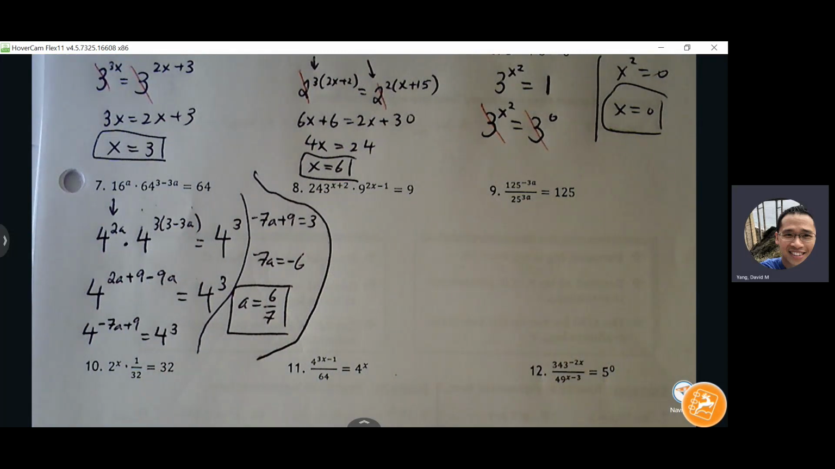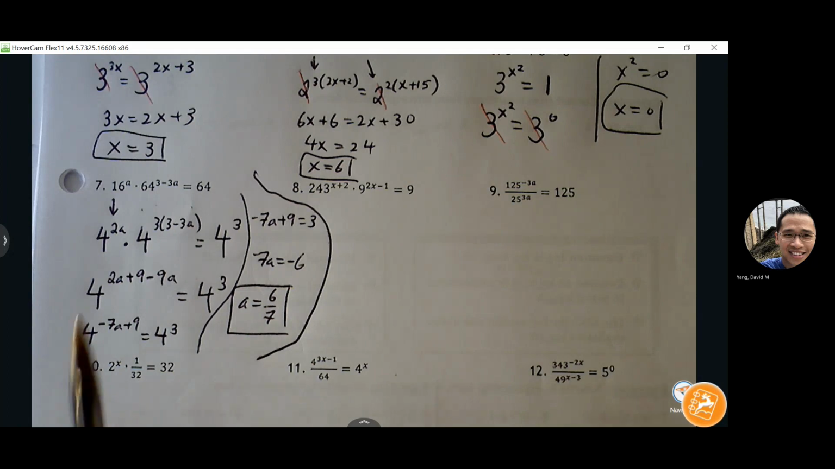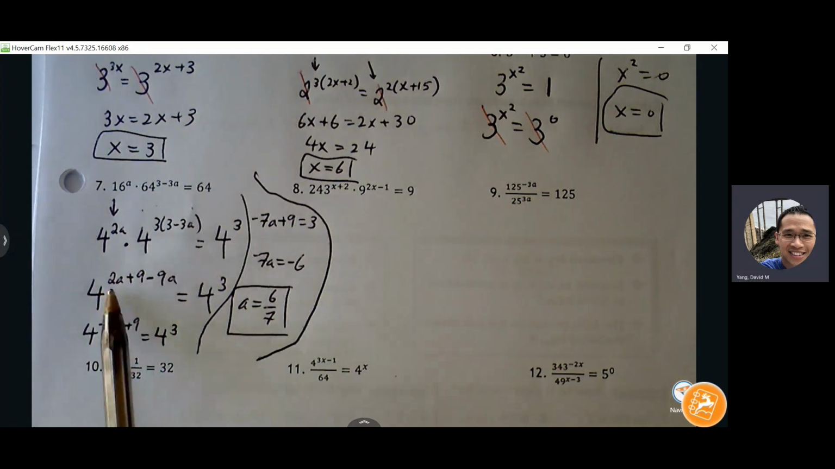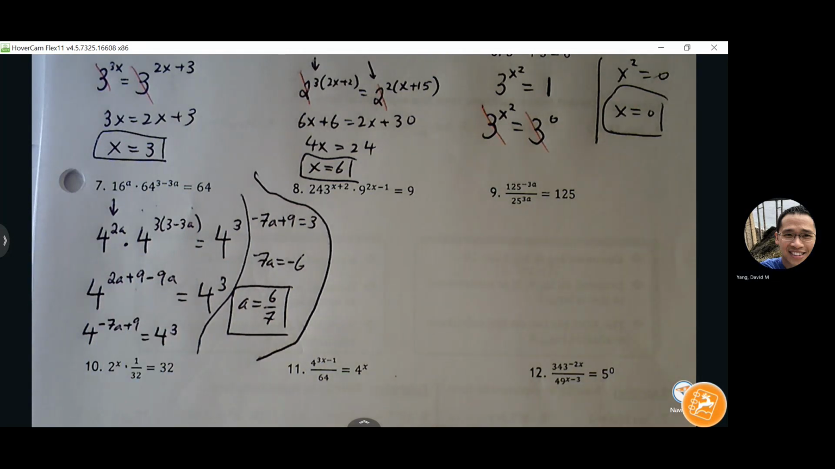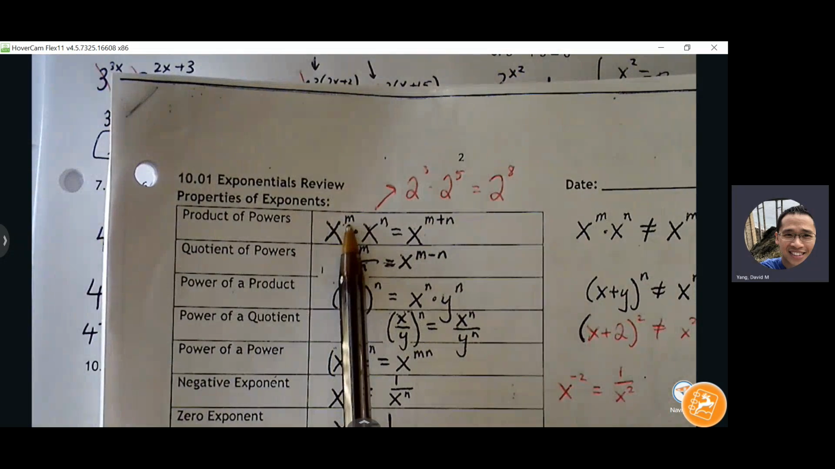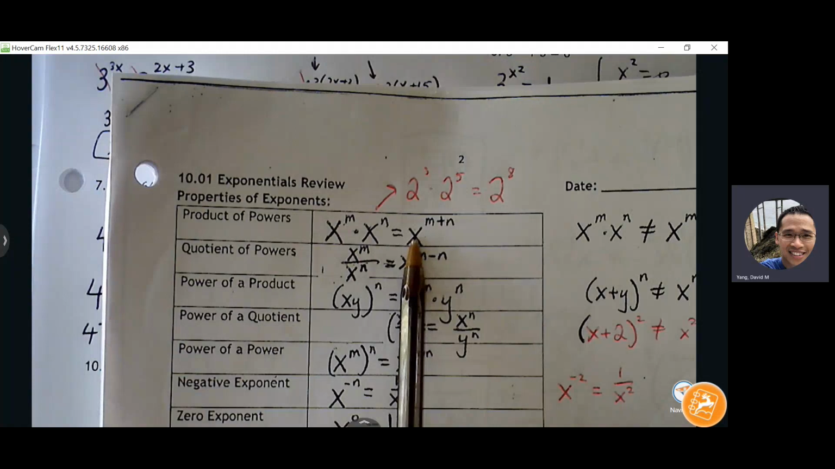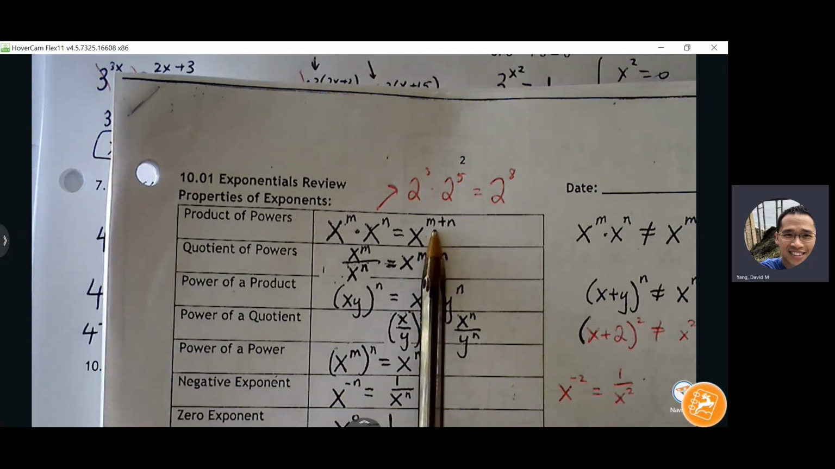You multiply the fours. If the bases match, I'm just going to write it once and add the exponents. So it's following this rule here: if I have x to the m times x to the n, I write the base once and just add the exponents.